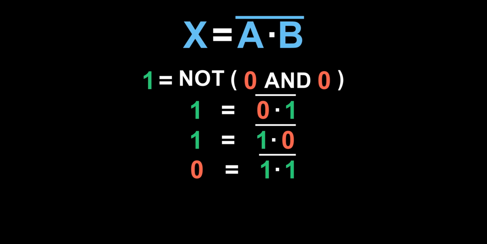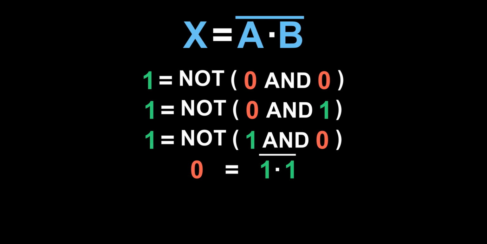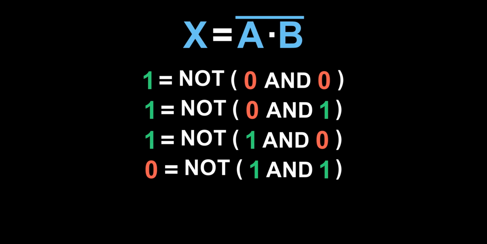It's flipped. So not 0 and 0. The other one is not 0 and 1, that's 1. The other one is not 1 and 0, that gives you 1. And the last one is not 1 and 1, that gives you 0. It's just the opposite of the same logic that you used for the AND gate.